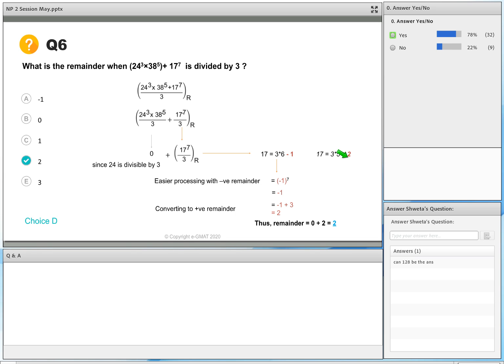128 cannot be the answer. Remember the rules we did. The divisor is 3, so the remainder has to be less than 3. How can it be 128? The remainder has to be less than 3.